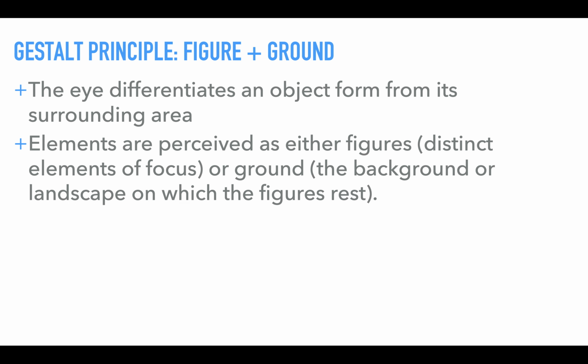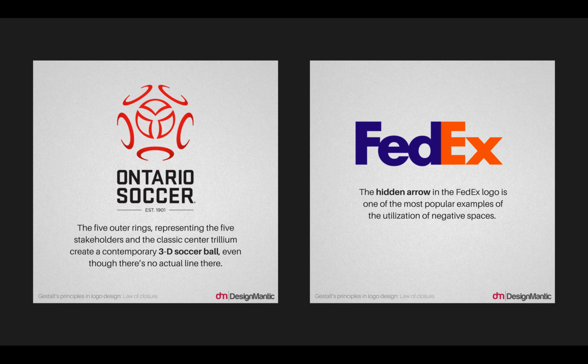Along with that is the idea of figure and ground, and we've explored this already. It's the positive and the negative, the foreground and the background. How can we use that as a design benefit, as a way to bring things together? When we look at this on the left, it's that positive and negative play that you see in different shapes, but then you actually see it as a soccer ball. On the right, you might notice the arrow between the E and the X. That negative space, that play of figure and ground, tells you they're moving on, right? So they deliver.